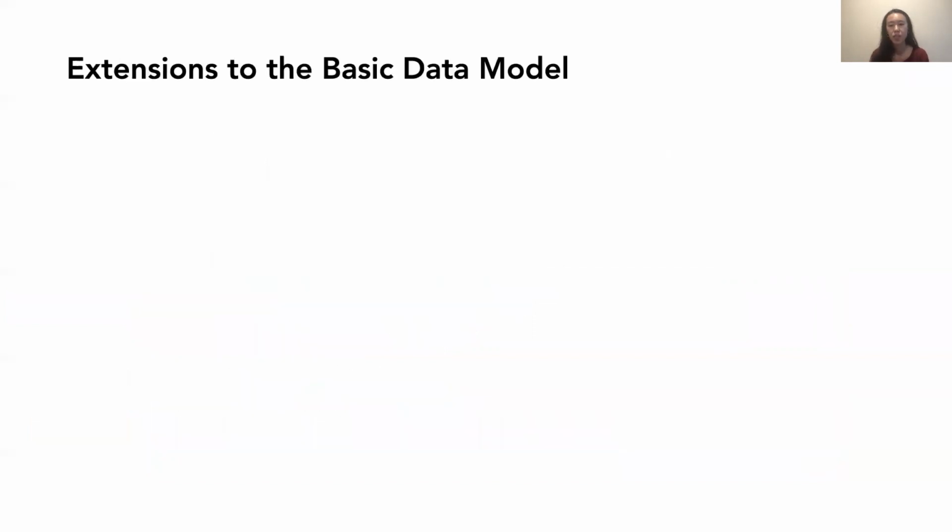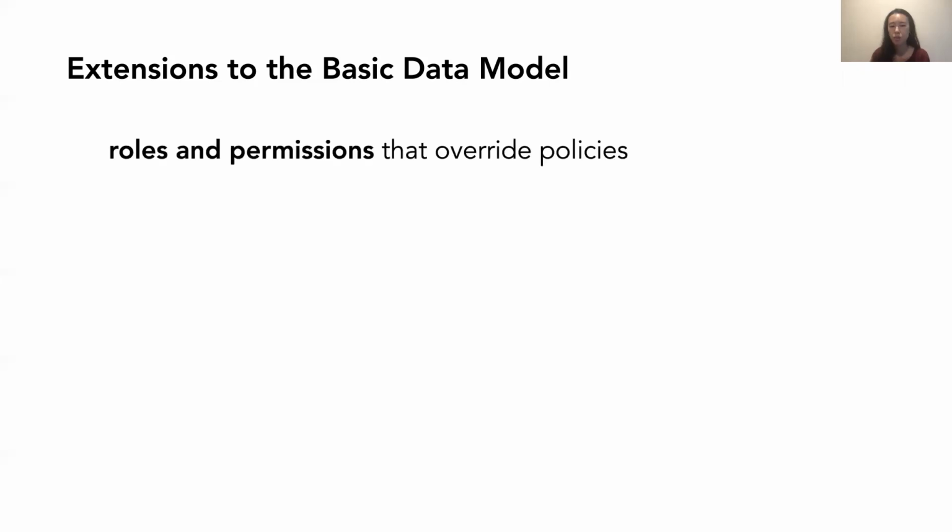I'll also briefly mention some extensions to the basic data model that we provide. All of these are implementable using our existing structure of actions and policies, but we introduce these extensions on top of that in order to make it easier to do certain things that are common in a lot of communities. So as one example, we introduce a roles and permissions system that users can use in addition to policies.